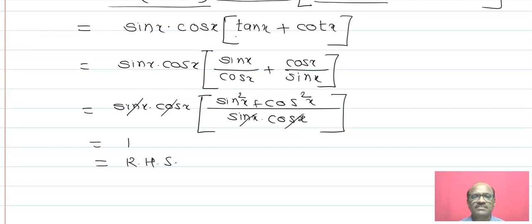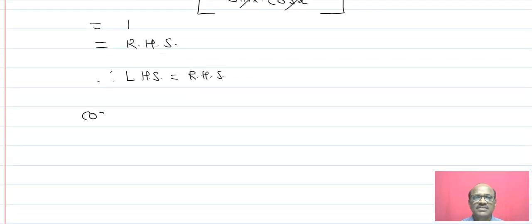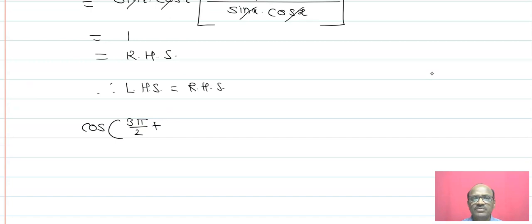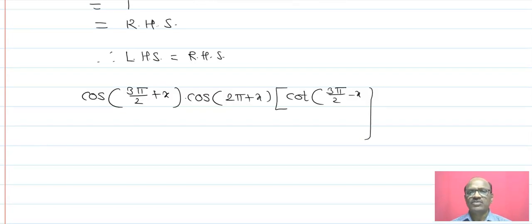Therefore, this is the RHS. Therefore, LHS is equals to RHS. And hence, the cos of (3 pi by 2 plus x) cos of (2 pi plus x) and cot of (3 pi by 2 minus x), bracket complete, plus cot of (2 pi plus x), that is equals to 1.